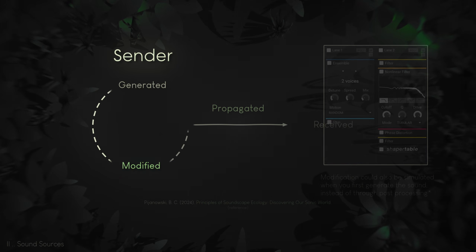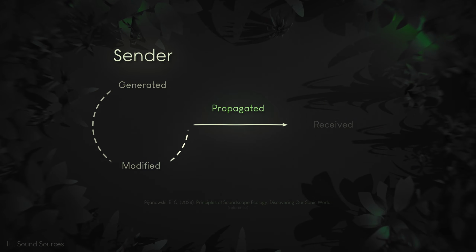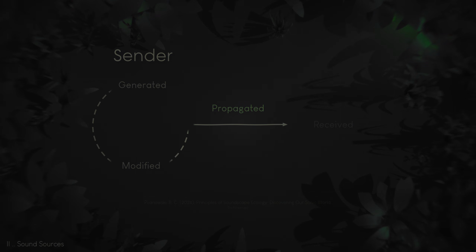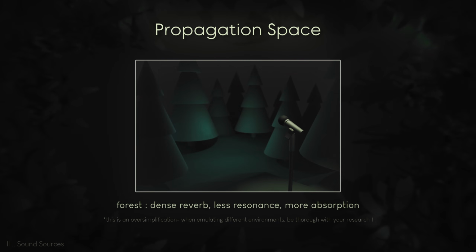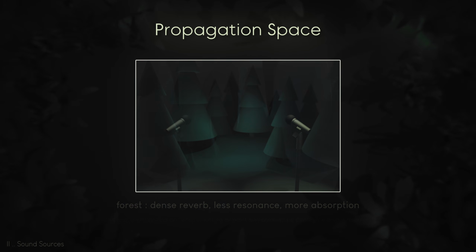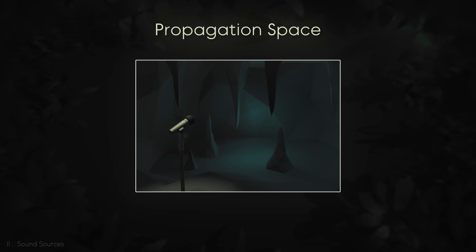Following modification, the sound propagates through space, eventually reaching the receiver. This space could be a forest, a cave, a desert, anywhere. This is important as it will give us an idea of what reverbs and other effects to use. For example, a cave usually has hard reflective surfaces, thus you may hear more discrete echoes as opposed to a forest, where the sound would be more diffused and absorbed. The propagation space also gives us an idea of how to contextualize our sounds. Going with the cave example again, we could include dripping sounds in the background to accompany our focal sound.